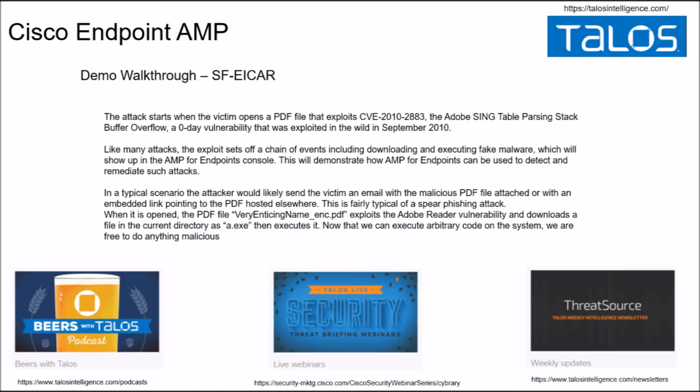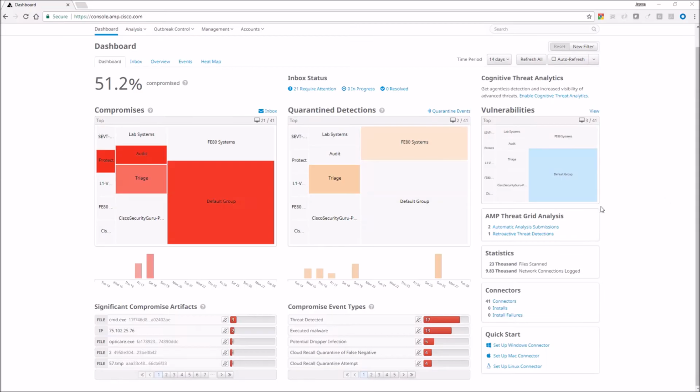Attackers are looking to persist and target using advanced capabilities. This includes targeting executives, HR, finance, development, etc., right? All of which have access to confidential data and obviously become a target. The attack starts when a victim opens a PDF file that exploits CVE-2010-2883, the Adobe CoolType Sing Table Parsing Stack Buffer Overflow, a zero-day vulnerability that was exploited in the wild in September of 2010. So old, but relevant, right? It shows you the process. We will show you how AMP Endpoint can detect and remediate the threat.